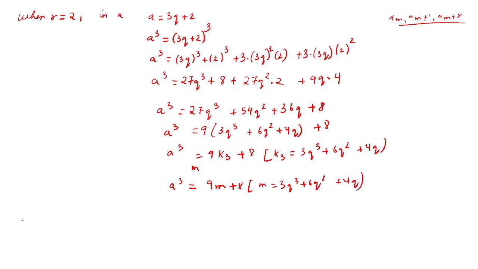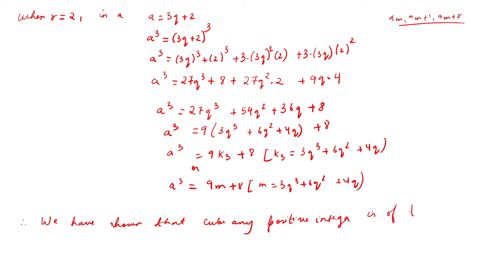Therefore we have shown that the cube of any positive integer is of the form 9m, 9m plus 1, or 9m plus 8. Or you can write this as 9k1, 9k2 plus 1, or 9k3 plus 8. This is how you can conclude your answer.